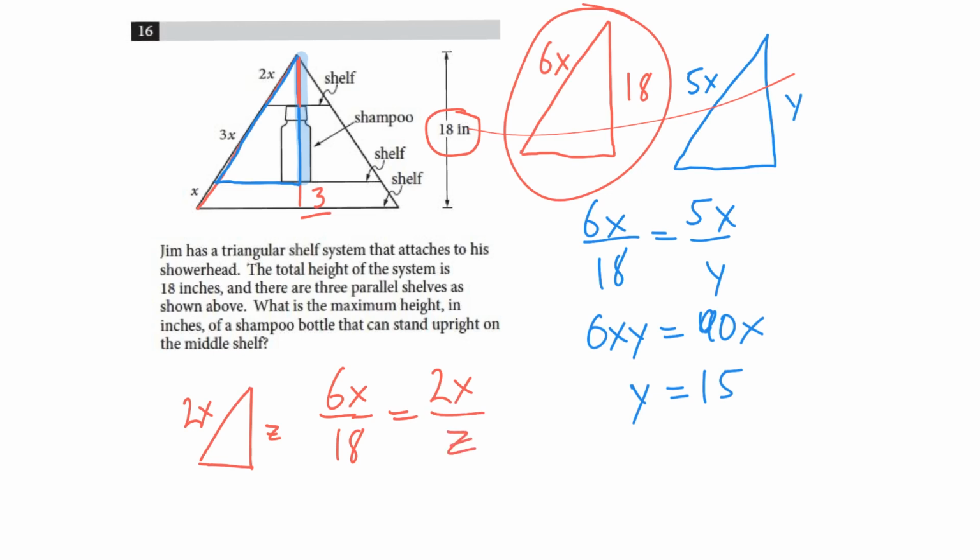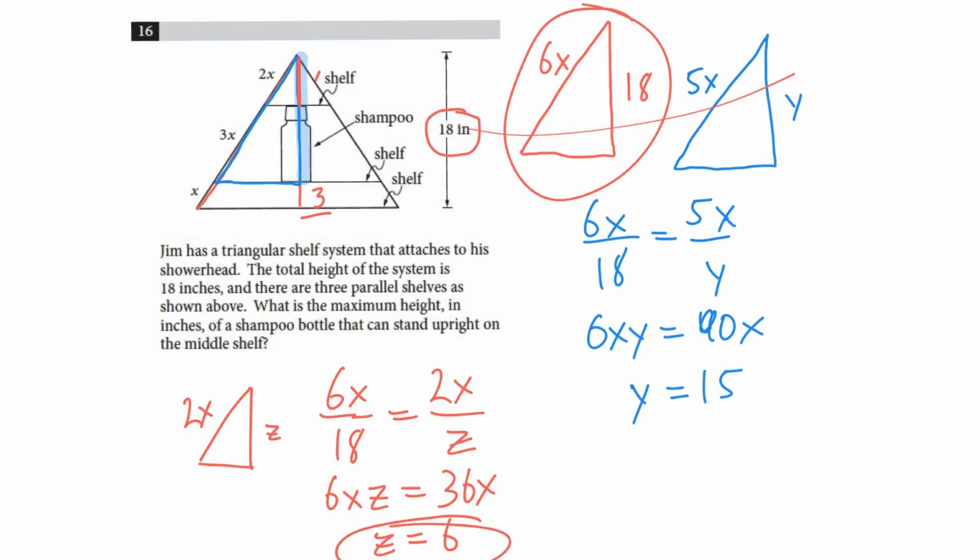Okay, well, that's going to be cross multiply. 6x times z equals 36x, and then I'm going to divide both sides by 6x, and I'm going to get z equals 6. Okay, excellent.